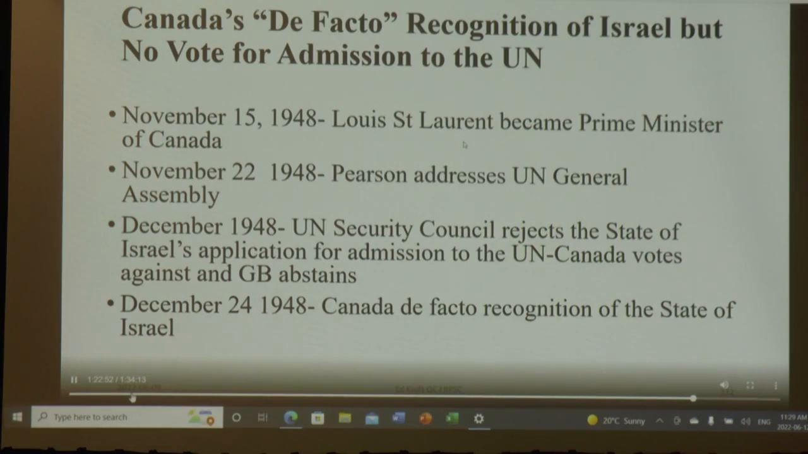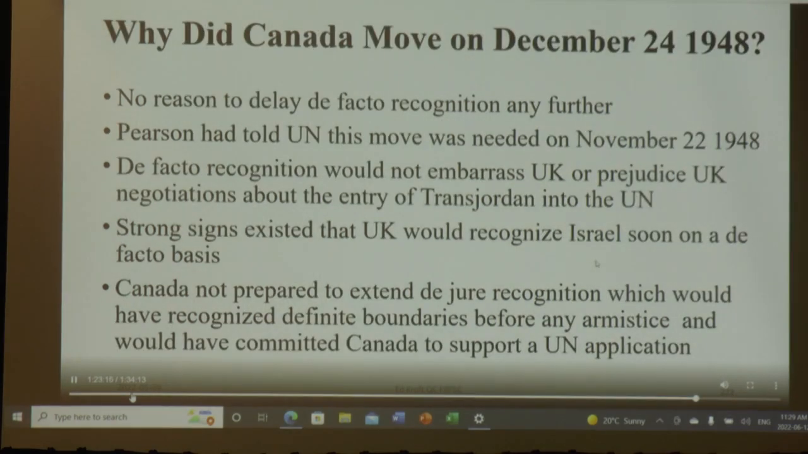1948. Saint Laurent officially becomes Prime Minister on November 15th. Pearson goes and talks to the UN General Assembly. The UN Security Council rejects Israel's application for admission to the UN. Canada votes against, or Canada abstains actually, and Great Britain votes against. De facto recognition of the State of Israel occurs December 24th.